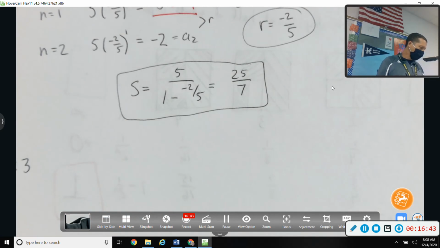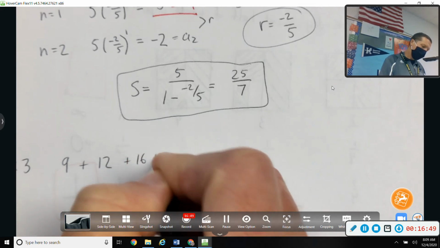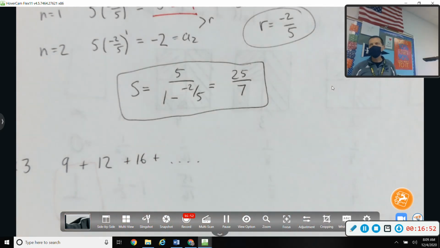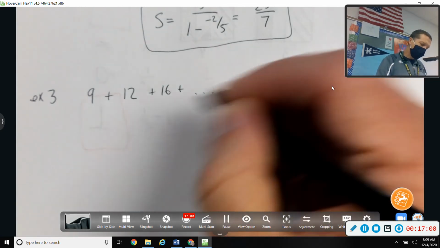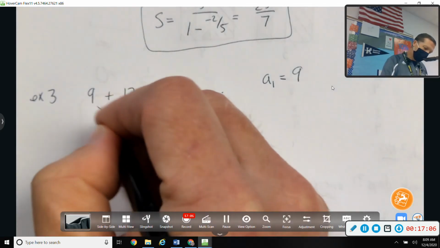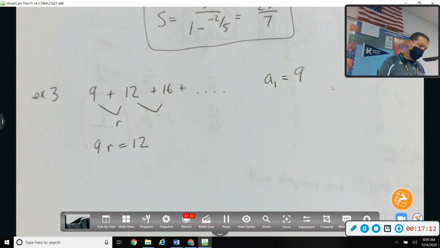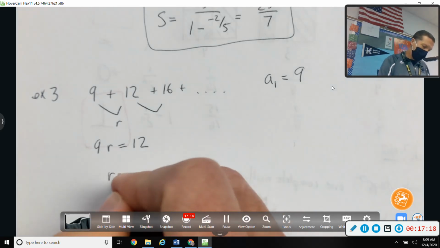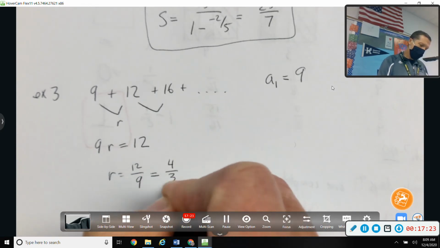Let's do one more. 9 plus 12 plus 16 plus, and on and on and on forever. So it's a forever. So I need a1 and I need r. a1's easy because they gave it to me. r, well, let's see. 9 times r is 12. Or 12 times r is 16, but usually you go with the smaller numbers just to make life a little easier. So r is 12/9, which is 4/3.